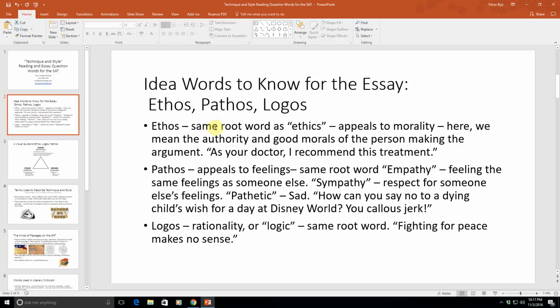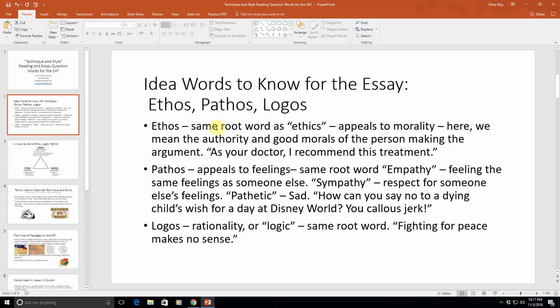Ethos is the root word for ethics, and those are appeals to morality. Here we mean the authority and good morals of the person making the argument. So, for example, you could say, as your doctor, I recommend this treatment, if you are a doctor, and you would be appealing to, well, I'm your doctor, I'm an authority, and I want what's good for you.